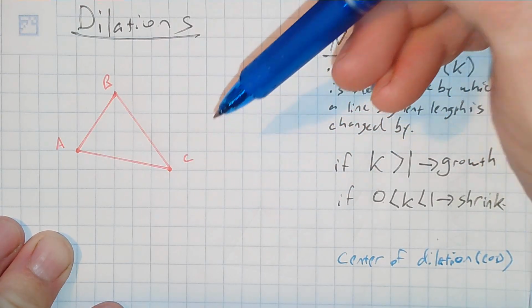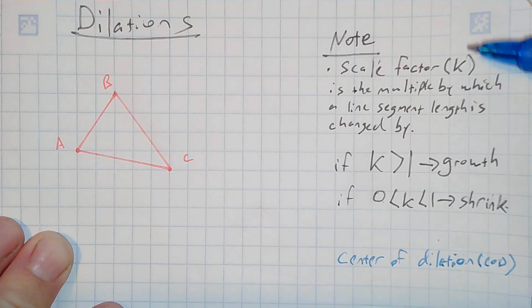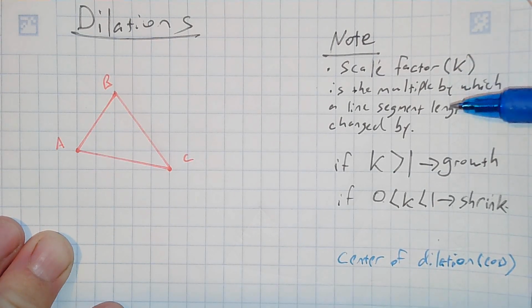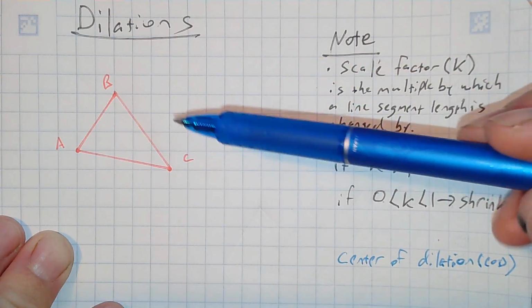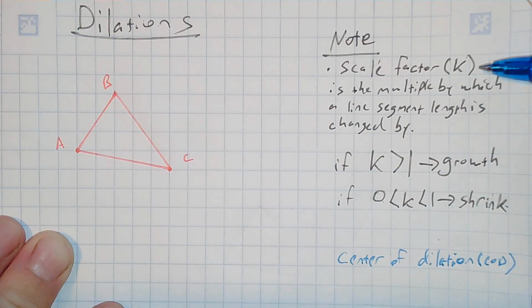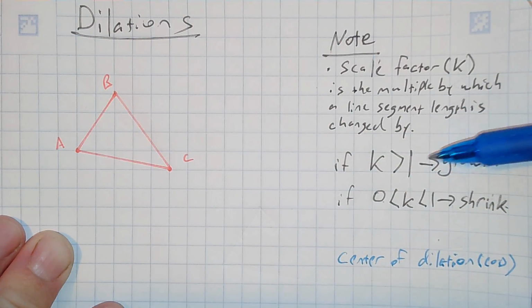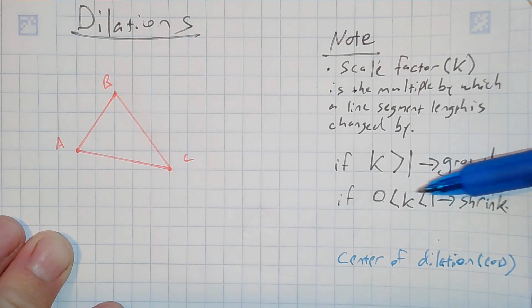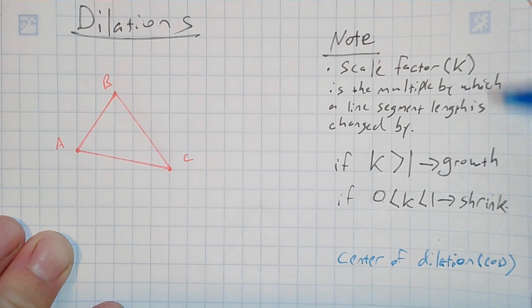Okay. Now something we need to know about dilations is this key term called a scale factor. The scale factor is the multiple by which we're going to multiply the length of the line segments in order to grow it or shrink it, and it's known as K. If K is greater than 1, it's a growth. If K is between 0 and 1, it's a shrink.